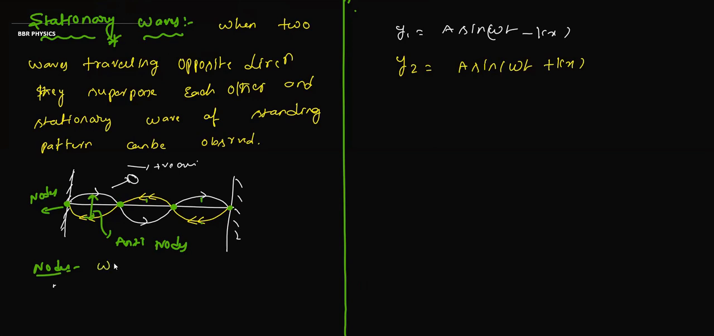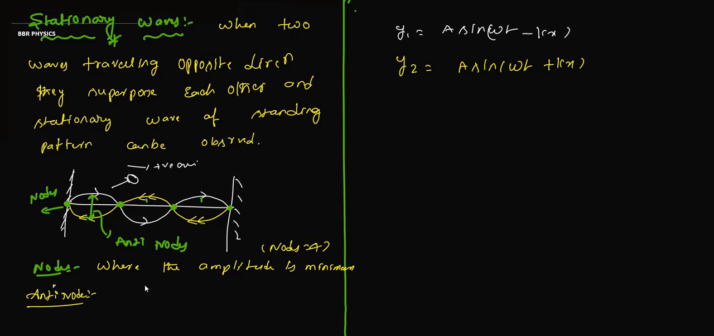The point where the amplitude is minimum. In this case, how many nodes are there? 1, 2, 3, 4. The number of nodes equal to 4. Next, we need to define antinode.